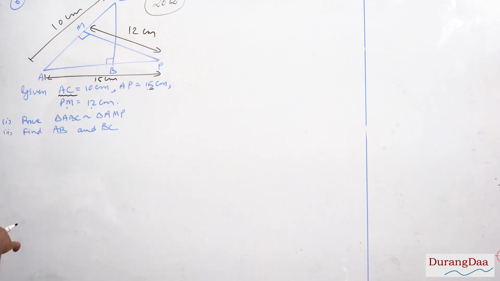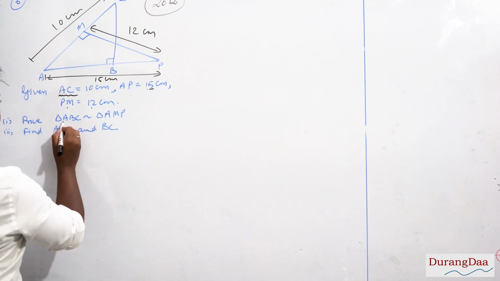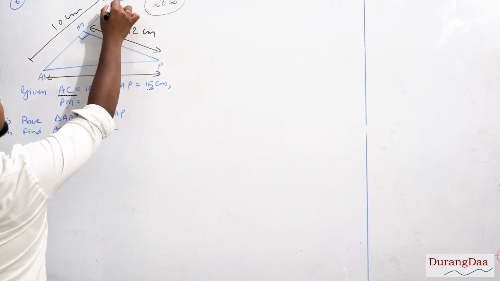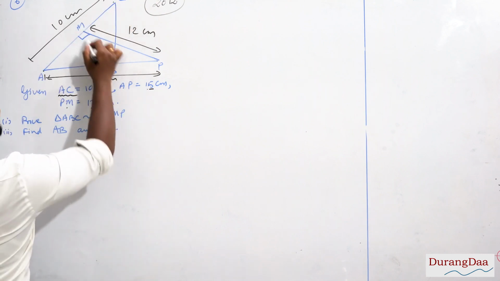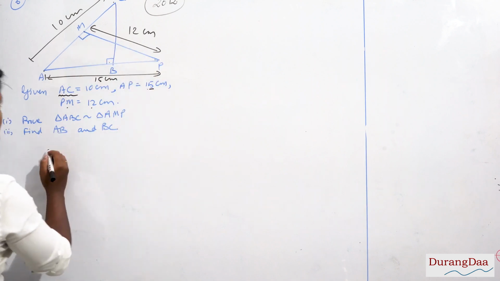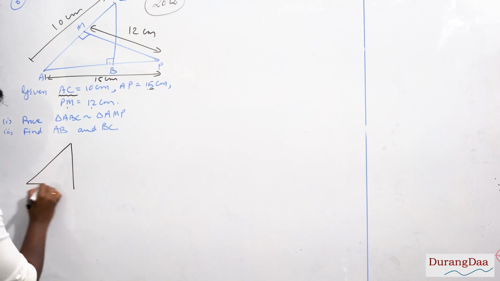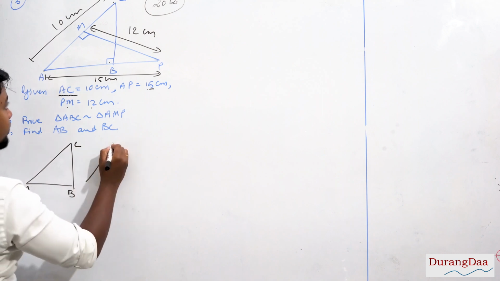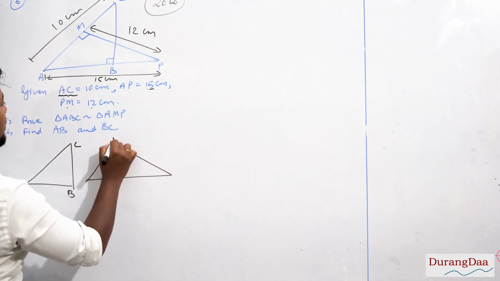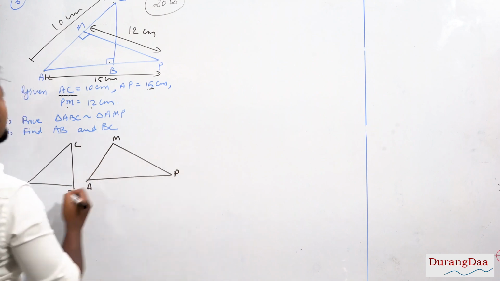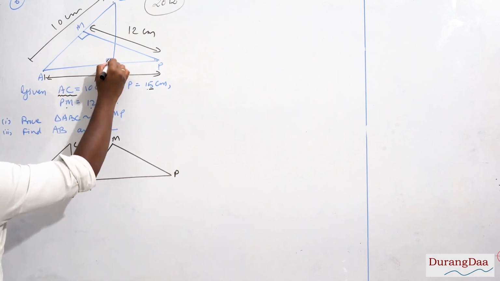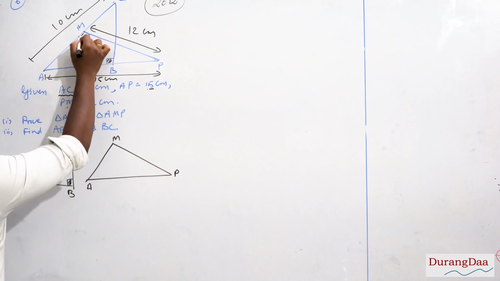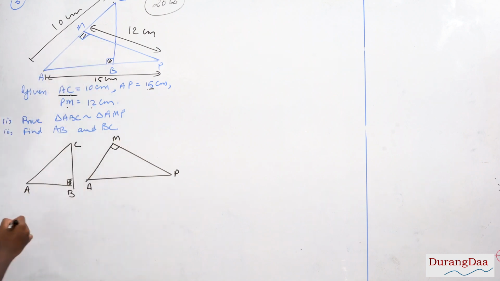So first thing we have to prove, the triangles have been given already, triangle ABC similar to triangle AMP. Right, so let us draw them separately. The first triangle, triangle ABC, and second one, MAP. Right, now 90 degrees here in the first triangle at angle B, and in the second triangle 90 degrees at point M, like this. No problems.